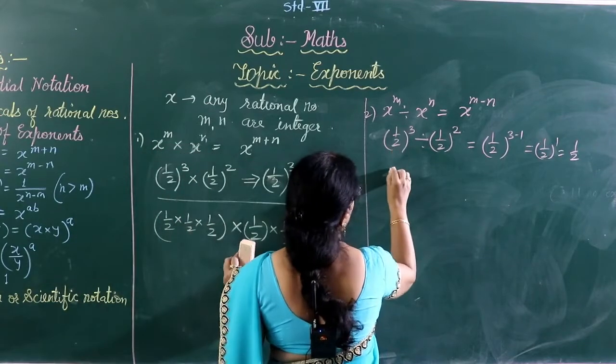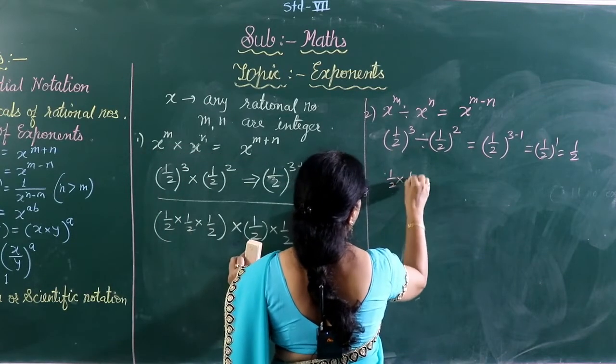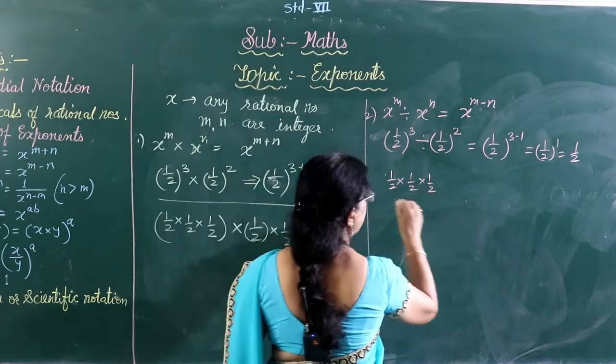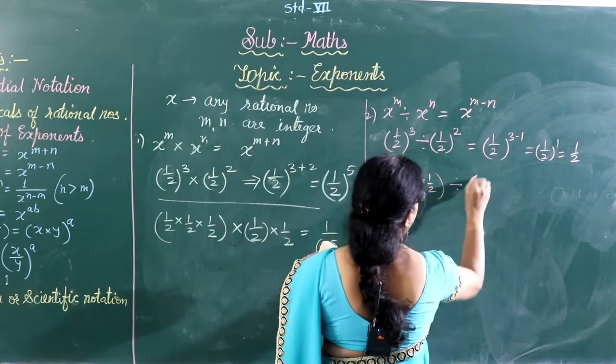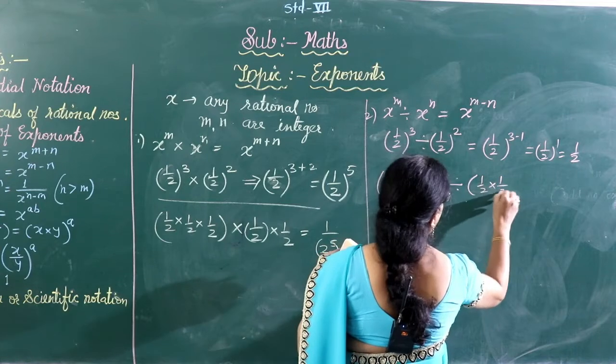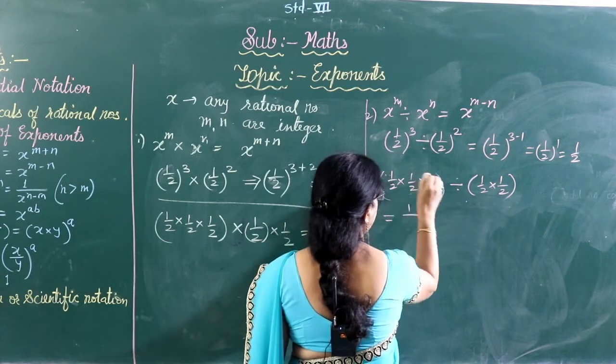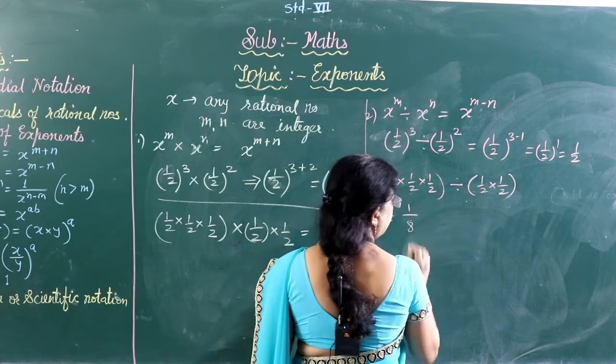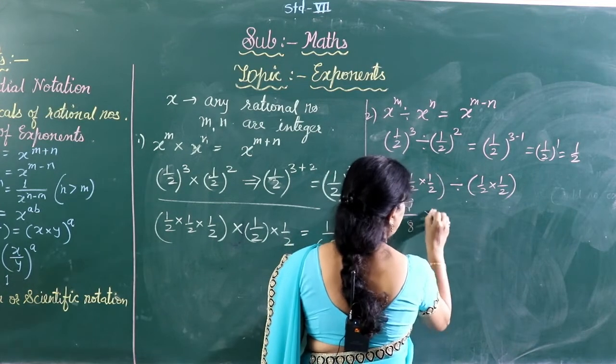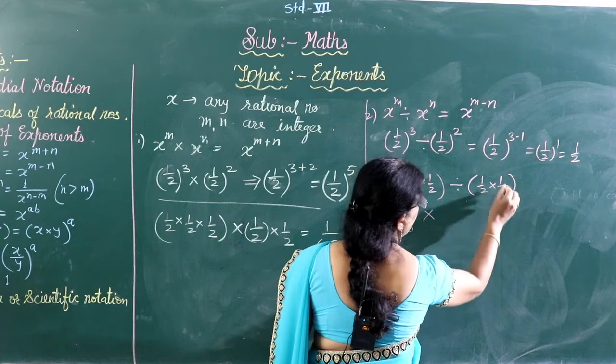1 by 2 raised to 3 means 1 by 2 into 1 by 2 into 1 by 2, 3 times, divided by 1 by 2 into 1 by 2. Right? Now get the answer here. 1 ones are 1, 1 ones are 1, 2 twos are 4, 2 fours are 8. Division sign will change into multiply. 1 upon 2 into 1 upon 2 means 1 by 4.